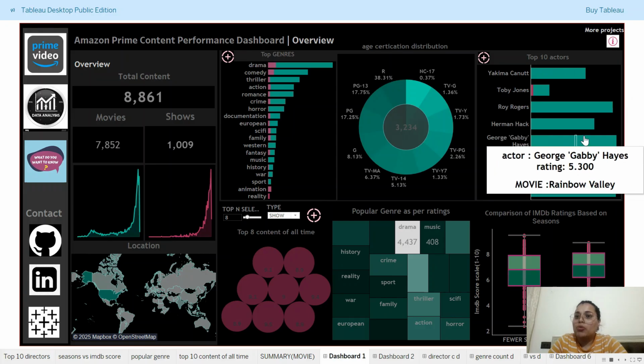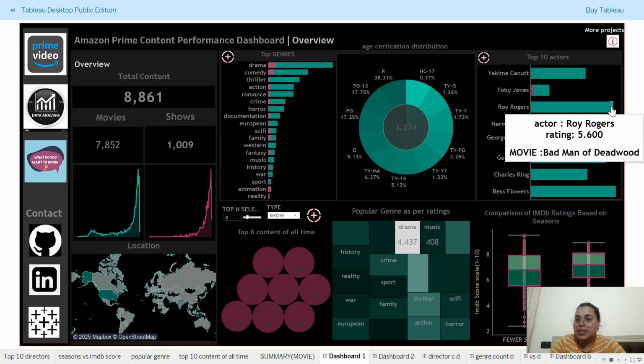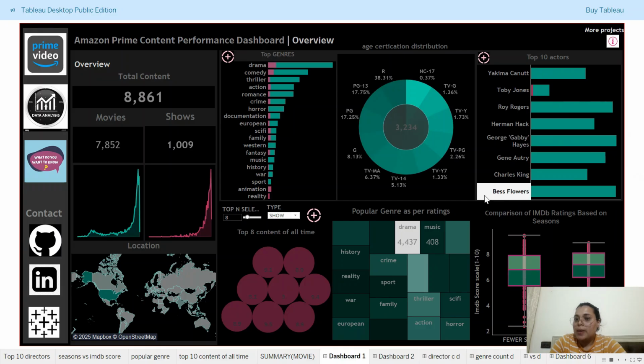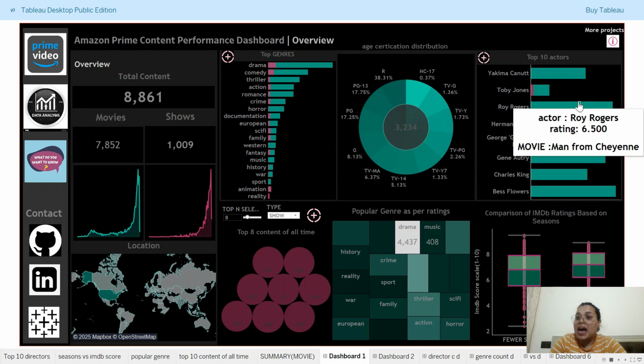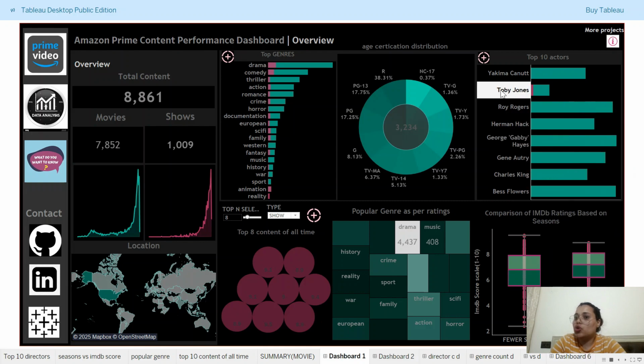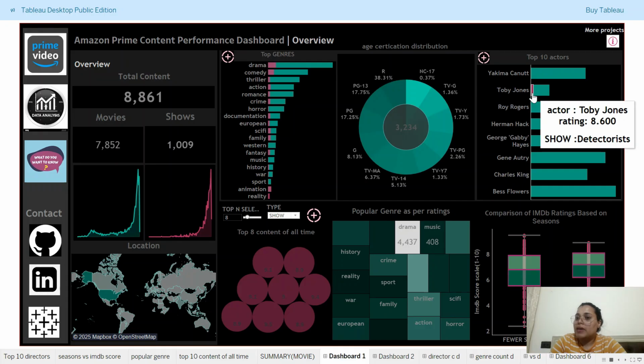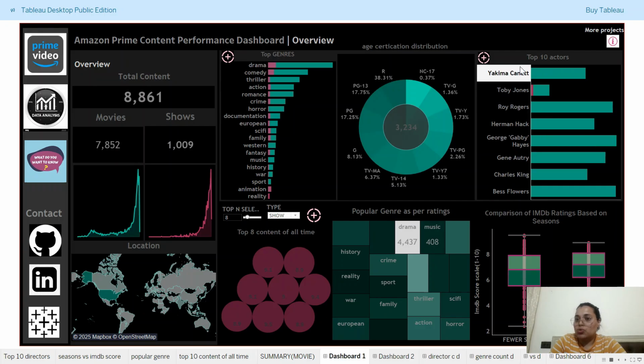Okay. If we talk about the top 10 actors, we can see that Roy Rogers, Baz Flowers, these are the top 10 actors as per the IMDb ratings. If we talk about Toby Jones, he gave us one movie that is Archive, and one drama that is Doctorists. The ratings for these contents are higher. So these are the top 10 actors. So what can we do? We can have more content related to these actors, so people will follow your content on the OTT platform.